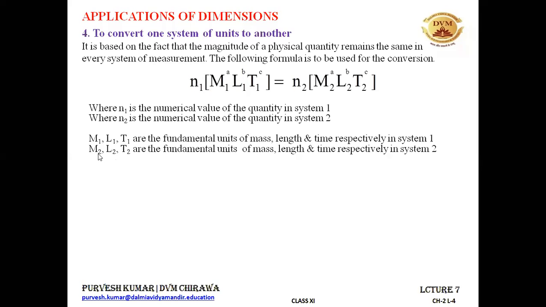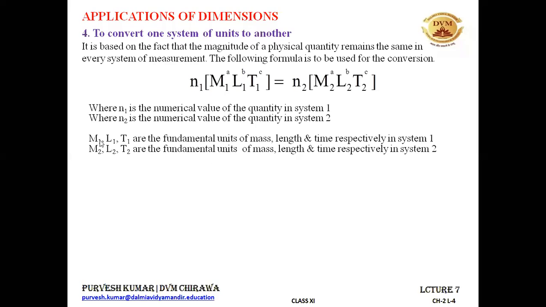Now, if your system 2 is, say for example, the FPS system. So for the FPS system, the fundamental unit of mass is what? Pound. So M2 is equal to 1 pound, L2 has to be equal to 1 foot, and T2 is 1 second. Are you getting what I'm trying to impart? If it is the CGS system, then M2 is equal to 1 gram, the fundamental unit of mass in the CGS system, and L2 is equal to 1 centimeter, the fundamental unit of length in the CGS system. And T2 is equal to 1 second because it is second only.